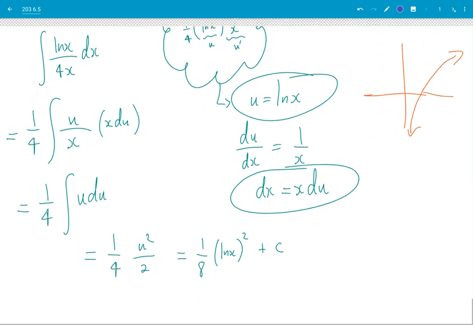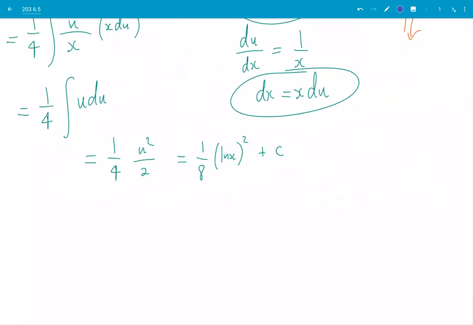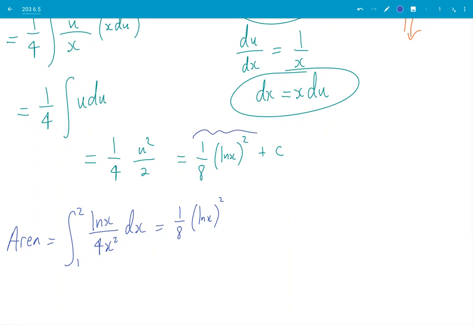Okay, so now I can go back to my original definite integral. Copy that down again. Area is equal to the integral of ln x over 4x squared dx, which is, well, you take this 1 over 8 ln x squared. This is your capital F here. And you do evaluation from 1 to 2. The 1/8 can stay in front. You don't have to copy that inside the square bracket.